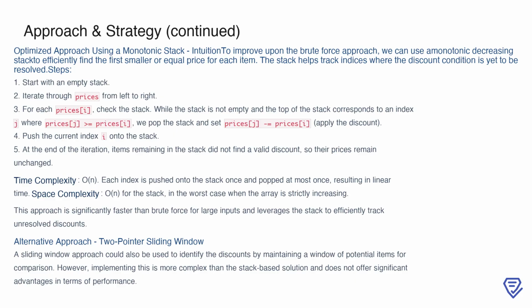After resolving discounts, we push the current index onto the stack, indicating that this price may need its discount resolved later. By the end, any remaining indices in the stack represent items that don't qualify for a discount, so their prices remain unchanged. This approach reduces the time complexity to n, because each index is pushed and popped at most once. The space complexity is n, due to the stack, which, in the worst case, could grow to the size of the array if the prices are strictly increasing.